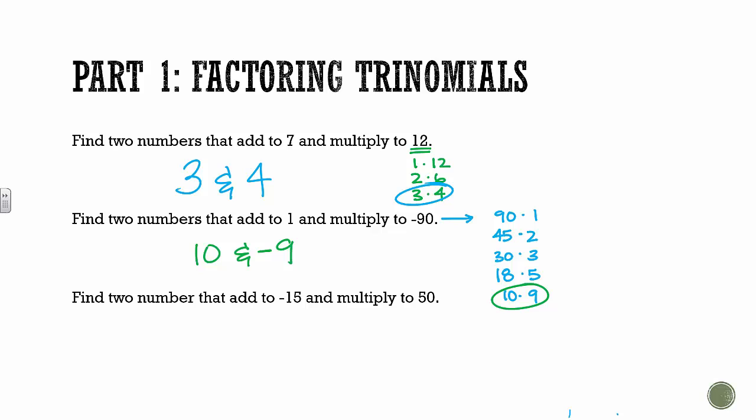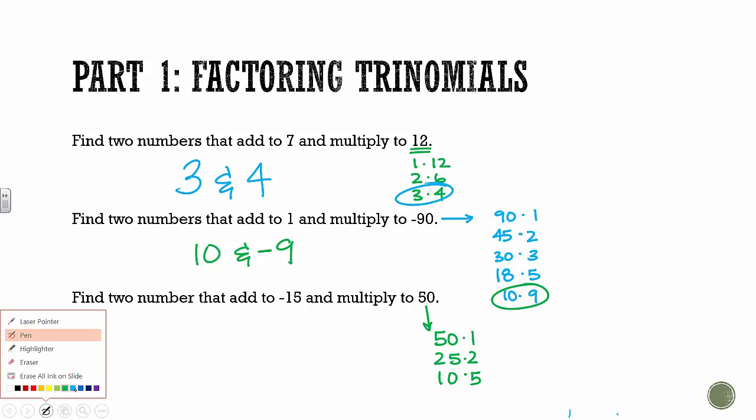So then how about 50? Let's break that down. We got 50 and 1, 25 and 2. 3 doesn't go into it. 4 doesn't go into it. 5 does 10 times. 6 can't. 7 can't. 8 can't. 9 can't. So we're back at 10. These are the only factors of 50. That's the only possibility. We want them to add to -15.